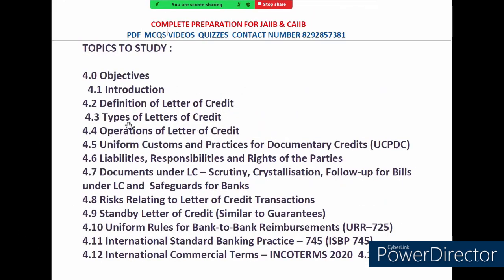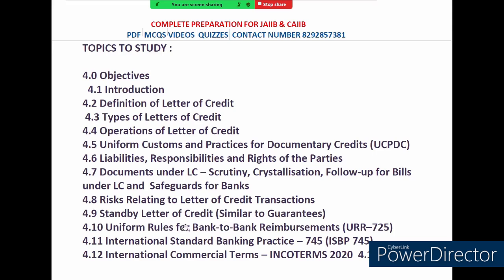The first thing we will discuss is the objective, then introduction, definition of LC, types of letter of credit, operation of letter of credit, UCPDC, and the different parties involved in LC and their liabilities, responsibilities, and rights. And what are the documents under LC? How to scrutinize? What is crystallization? And follow up for bill under LC and safeguards for bank. And then we will discuss the risks relating to letter of credit transactions.